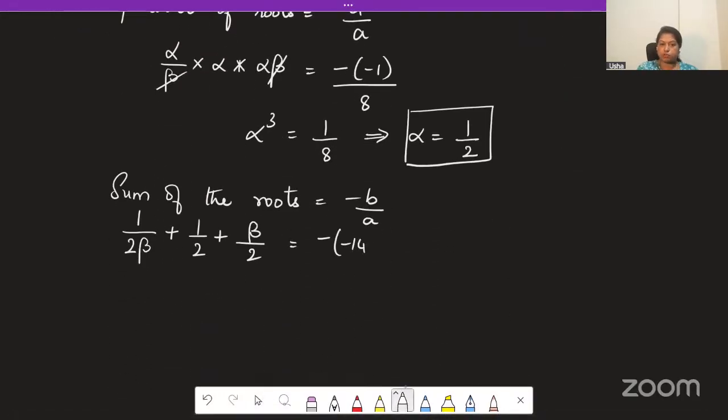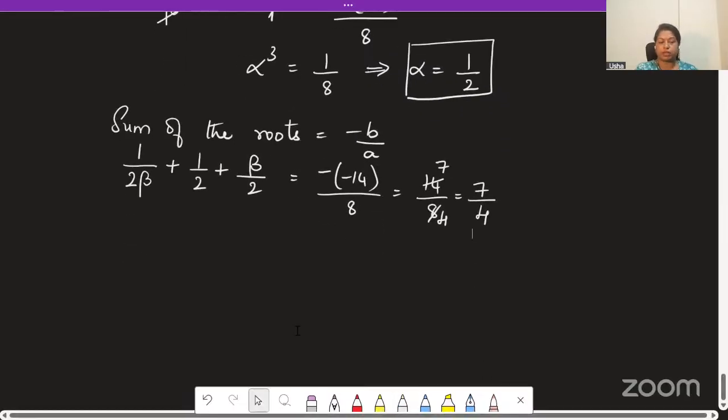B is minus 14 by A, which is 8. So this is plus 14 by 8. I'll cancel by 2: 2 sevens are 14, 2 fours are 8. So this is 7 by 4. Now we will simplify this.